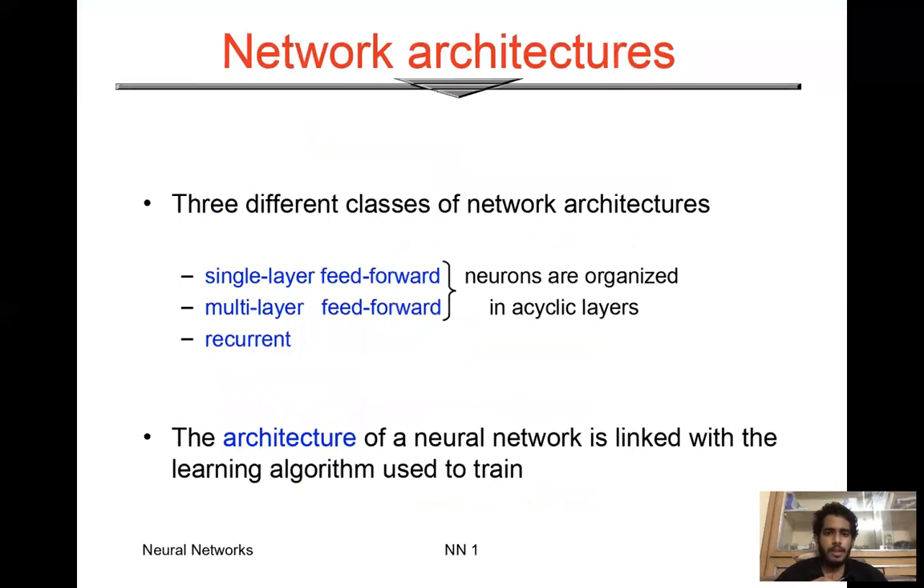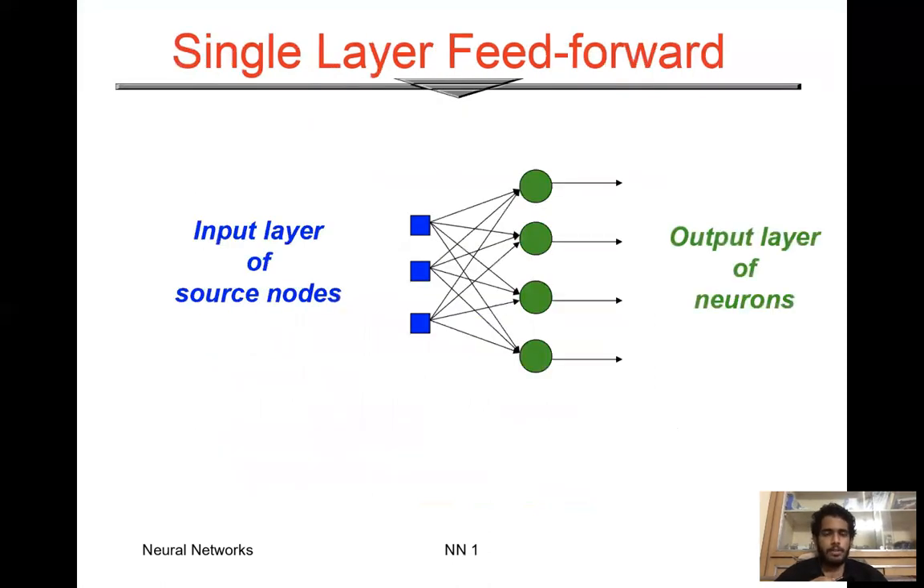Now, basically, there are three classes of neural network architecture: single-layered feed-forward, multi-layered feed-forward, and recurrent. Neurons are organized in acyclic layers. The architecture of a neural network is linked with the learning algorithm used to train it. A neural network contains an input layer of source nodes and an output layer of neurons. Each node is connected to all the corresponding nodes of the next layer. The following diagram depicts a single-layer feed-forward network.